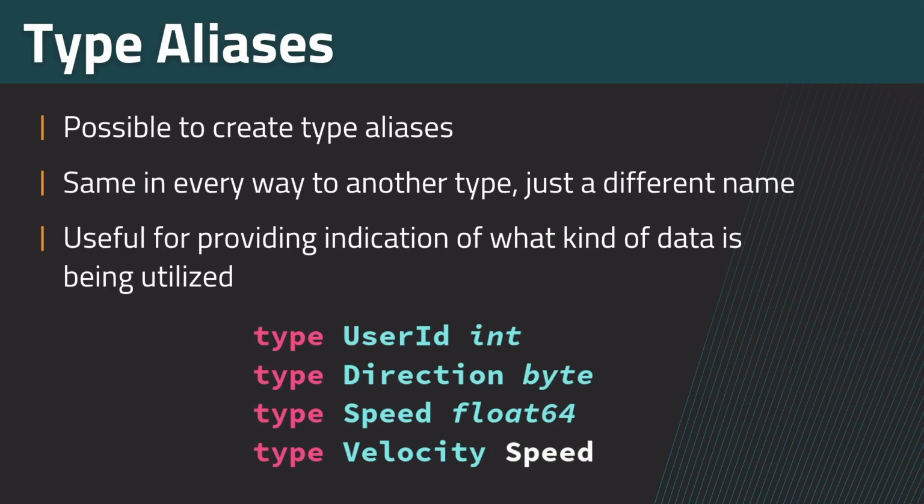The primary reason for doing this is to make your code easier to read. So instead of just having a function using float64, we can have the name velocity, so we know exactly what we're working with.